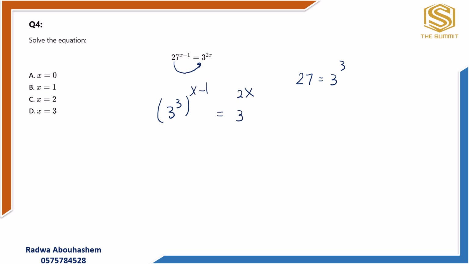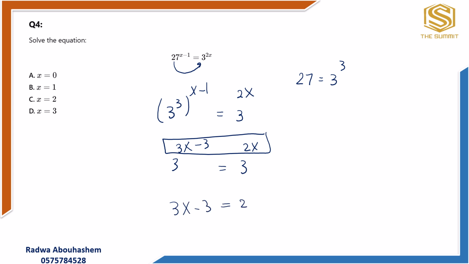And power of a power, you multiply the powers. So 3 times x is 3x, and 3 times -1 gives me -3. So now I can say that the two powers are equal. So 3x minus 3 equals 2x. Transpose: 3x minus 2x equals 3. So this means that x equals 3.